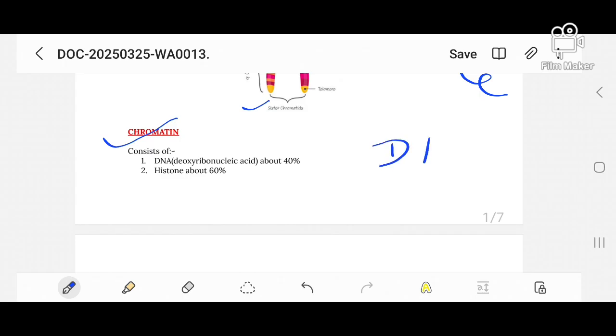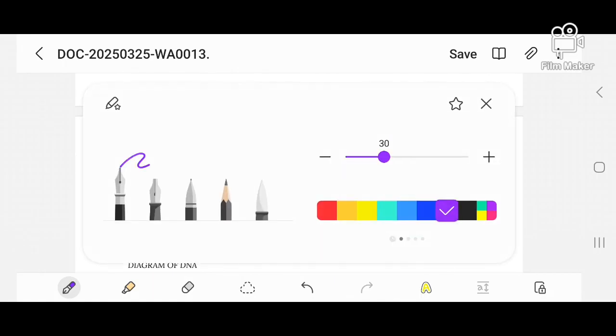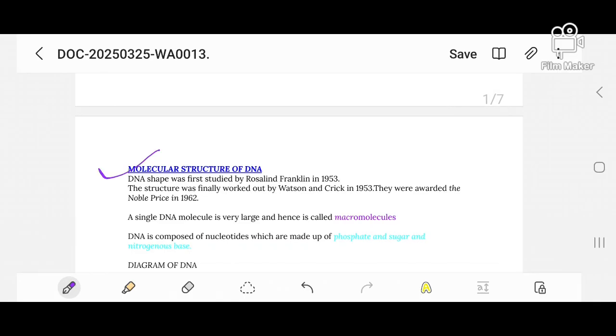Next comes the molecular structure of DNA. The shape of a DNA molecule was first studied by Rosalind Franklin in 1953. A question may come: who was the first scientist who studied the DNA shape? It was Rosalind Franklin in 1953.